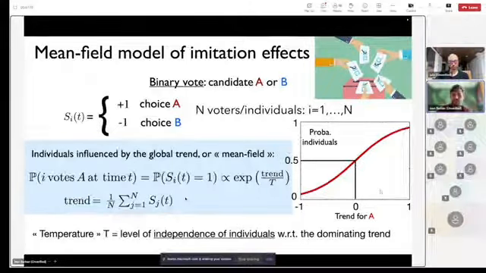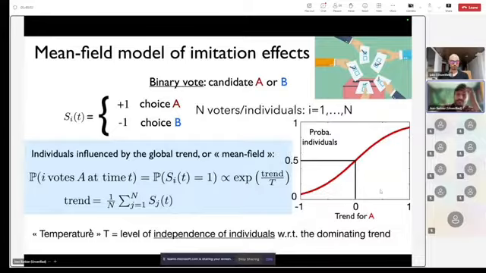So basically what a voter does at any time is sampling what people are doing, computing the average of what they're doing at that time, and this average will bias the vote towards one if this trend is positive, so more people vote for one. If instead this trend is negative, more people vote for minus one, then this probability will be less than 1/2, and the person will tend to vote for choice B. So very, very simple model. And you see, of course, that this trend is exactly like the magnetization in the Ising model.